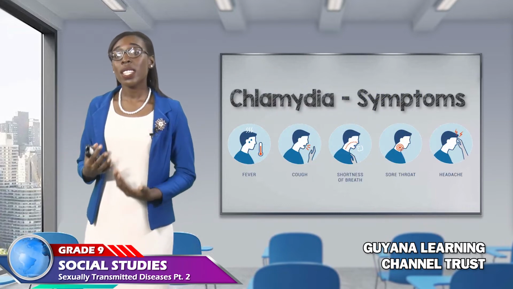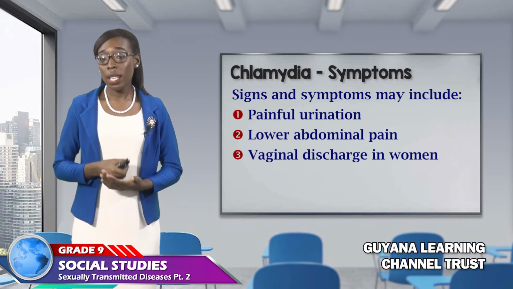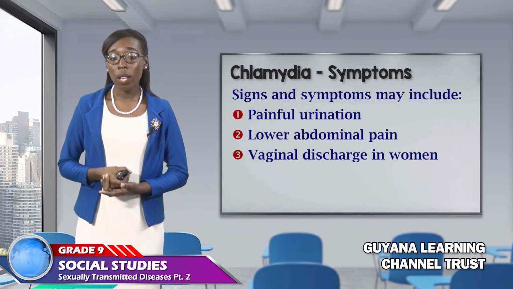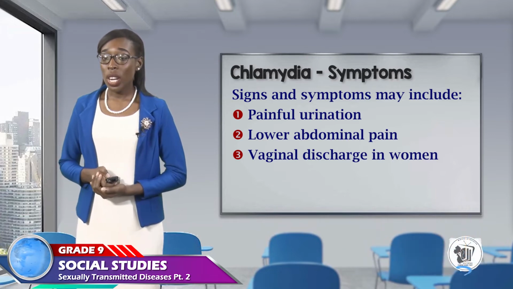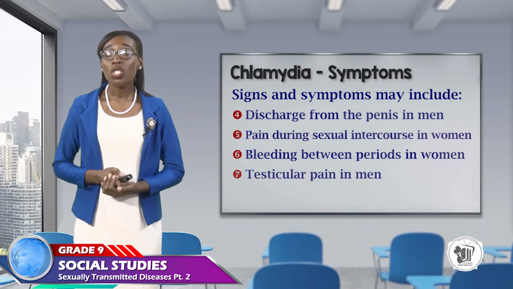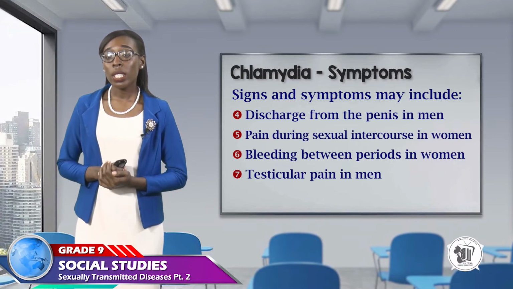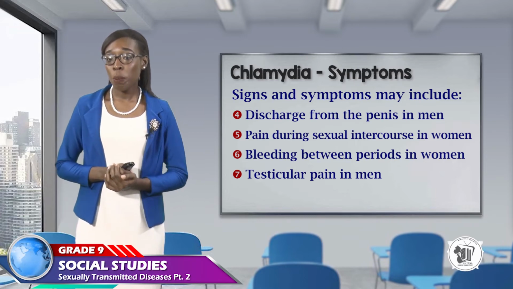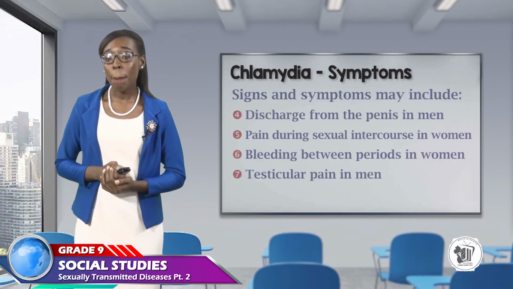So let us look at the signs and symptoms of chlamydia. Some of the signs and symptoms include painful urination, lower abdominal pain, vaginal discharge in women, discharge from the penis in men, pain during sexual intercourse in women, bleeding between periods in women, and testicular pain in men.